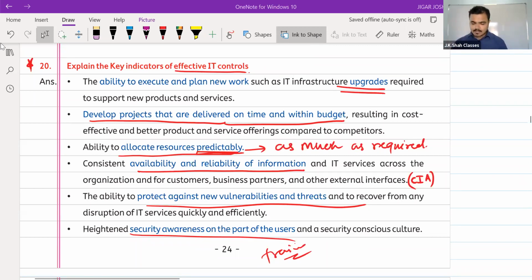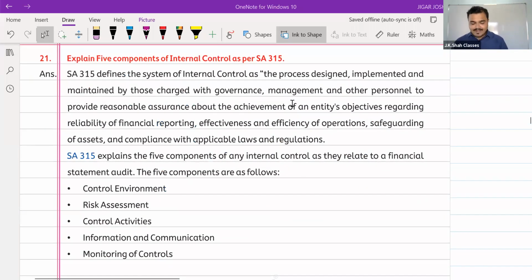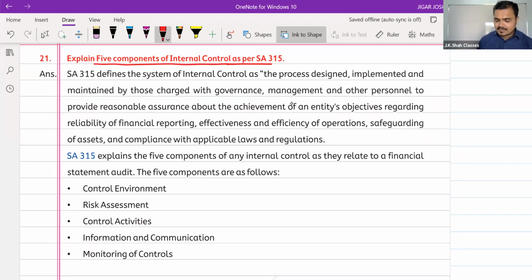Yes, sir. Okay. Now, next is a very interesting question. Five components: we have to talk about the internal controls. How can we make our internal control system strong? What are all those things that actually contribute to making our internal control system effective and efficient? So I would request my dear charters to please give your 100% attention.